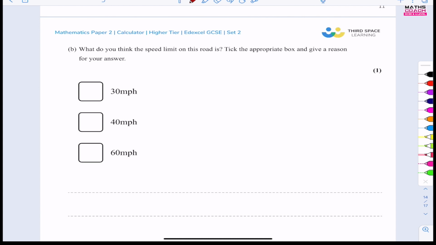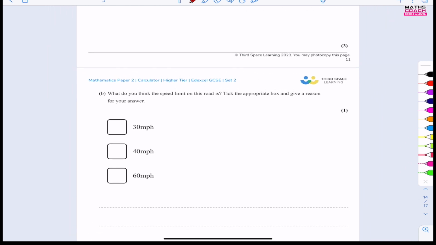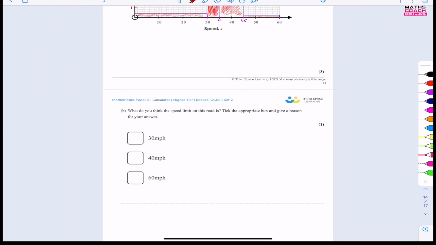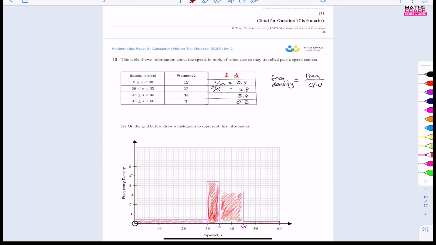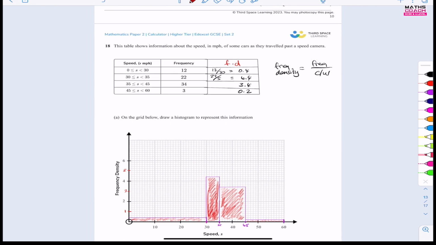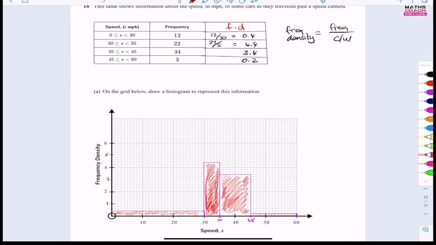Now, this is where a bit of the AQA style of questions come in. What do you think the speed limit is on the road? Tick the appropriate box and give a reason for your answer. Now, we have to look at our histograms for this. So what is the speed limit? What did most of the cars, what speed were they recorded as doing? Because that will indicate to you what the speed limit should be, okay? So we are looking for the majority.